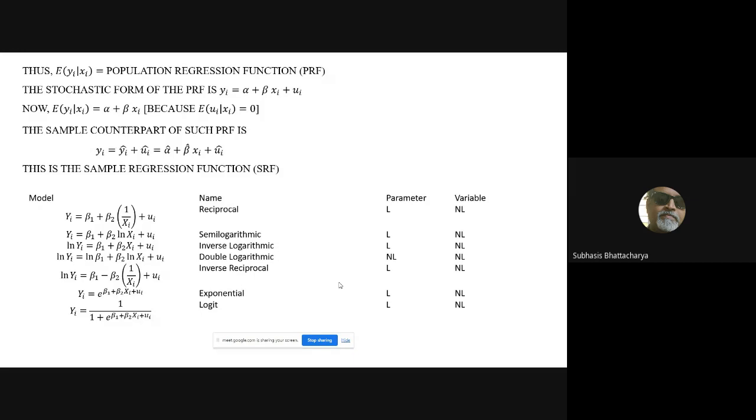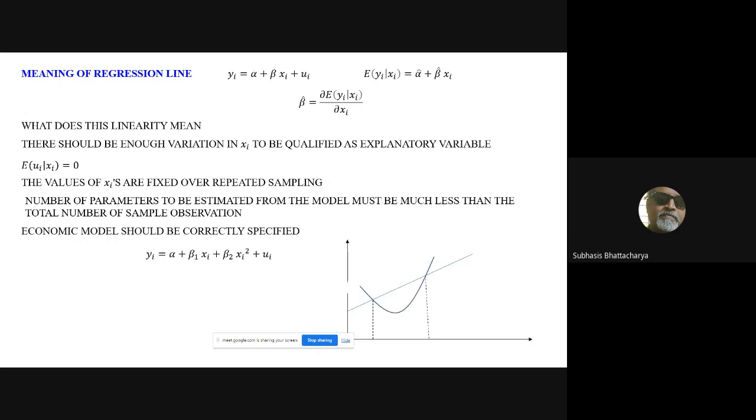And if yi is equal to e to the power beta 1 plus beta 2 xi, it is called exponential. And if it is 1 by 1 plus e to the power of minus (beta 1 plus beta 2 xi) plus e, it is called the logistic form. So they are the different forms of the relationship.